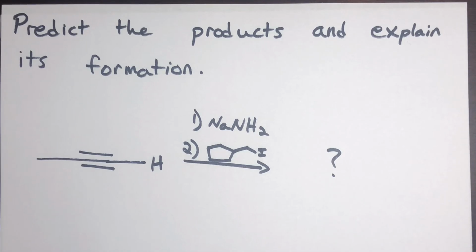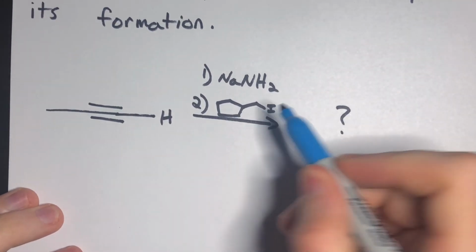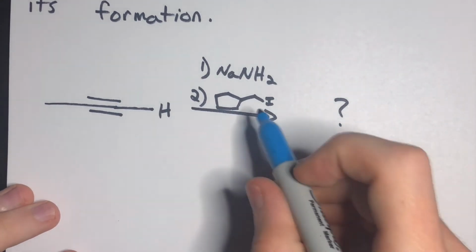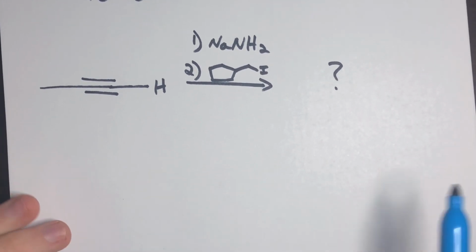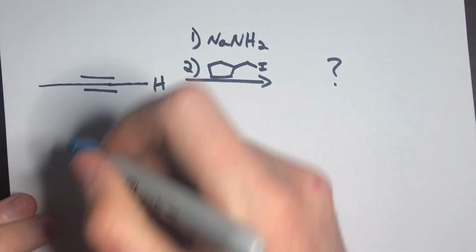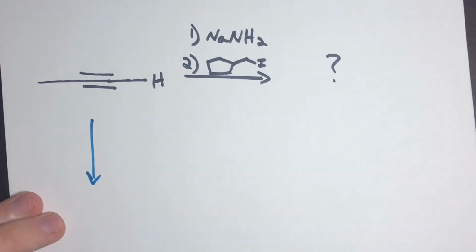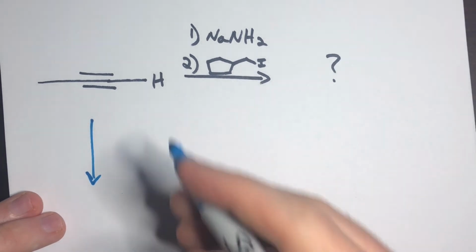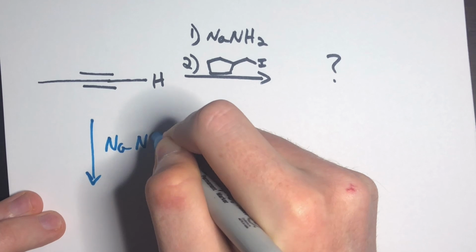Here we have one more question where we predict the products and explain its formation. So again, we have a terminal alkyne, which, notice, is key for these types of reactions. And then we have another primary haloalkane. It has this cyclopentane group bound to it, but it's still primary at the electrophilic position. So this is likely going to undergo another substitution reaction, where you remove the acidic proton. So we have our sodium amide.